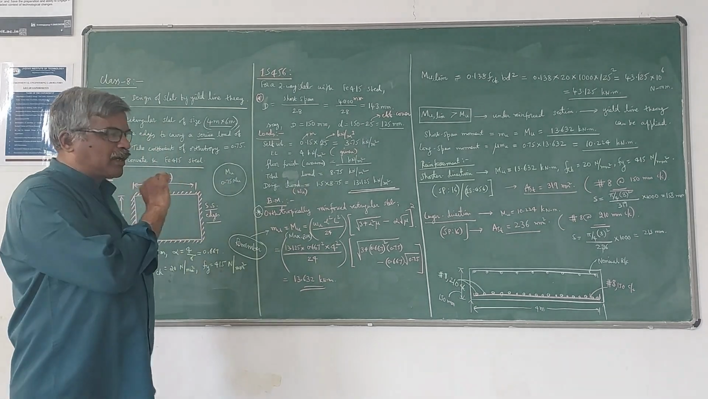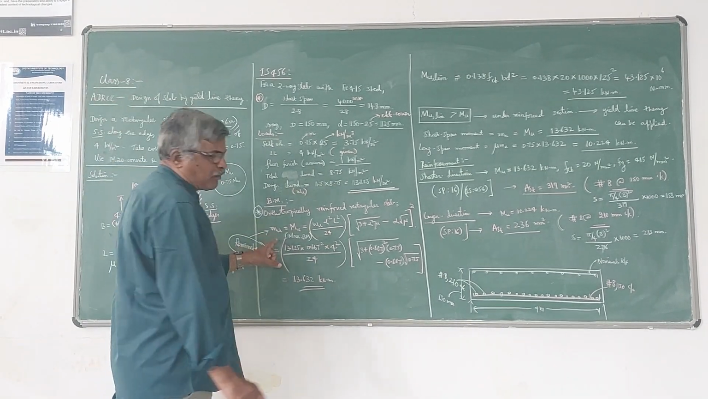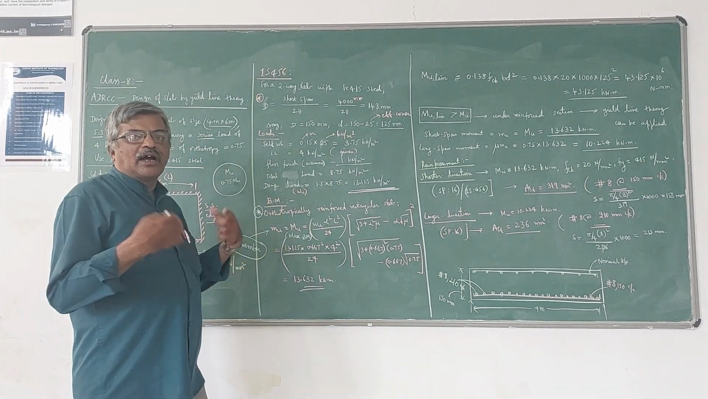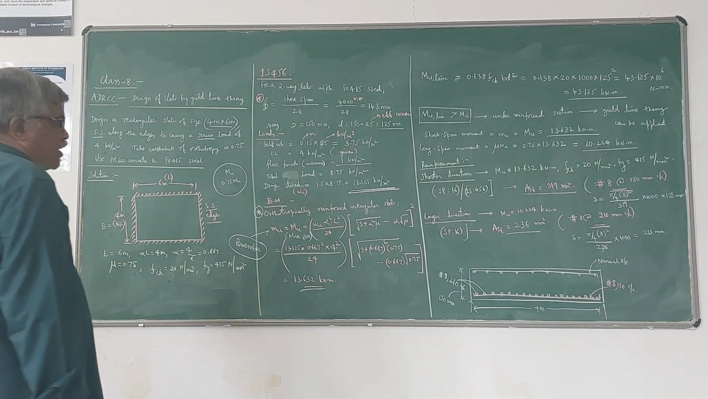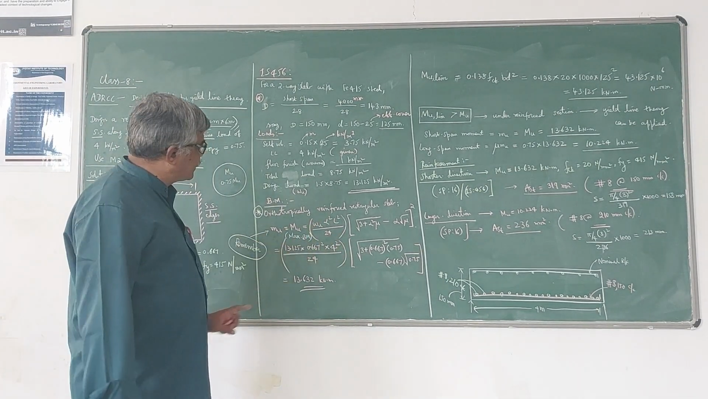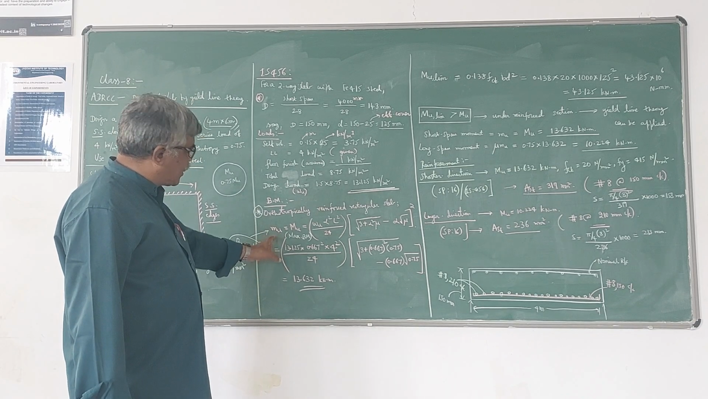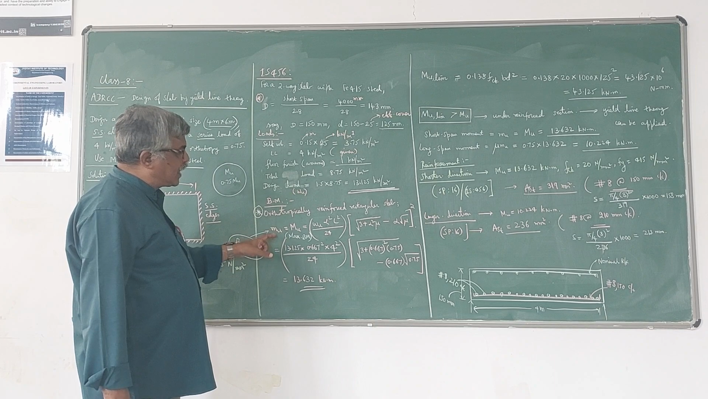For an orthogonally reinforced rectangular slab, this is the formula to find the ultimate moment of resistance. Just like what we do in case of a simply supported beam, WL²/8 for maximum bending moment, if we use yield line theory, this is the formula to calculate the maximum bending moment, or we can say ultimate moment. Mu means ultimate moment carrying capacity.